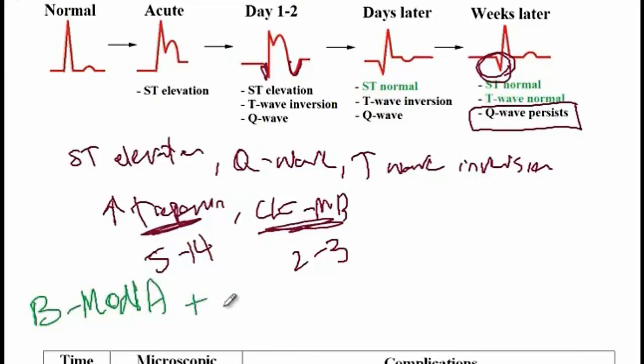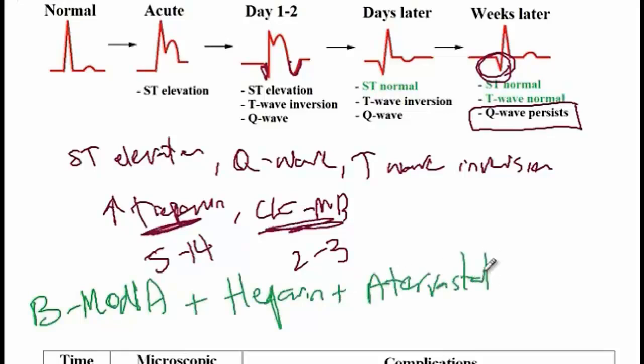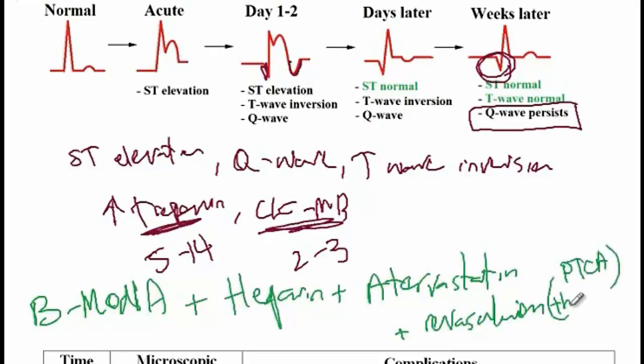And then the treatment options in patients with STEMI include B MONA, which stands for beta blockers, morphine, oxygen, nitrate, aspirin. You can also give them heparin, atorvastatin, and then for revascularization, you can proceed with either PTCA or thrombolytics.